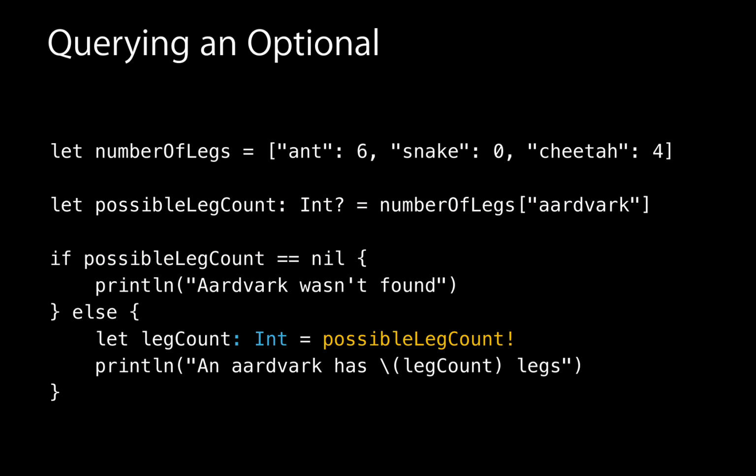I've said forcing the value out and unwrapping it. Why am I using that word? Well, I am forcing the value out. If I try and unwrap an optional and in fact there's no value there, it's nil, I'll trigger an assertion. So I should only do this when I know for sure that the value is there.